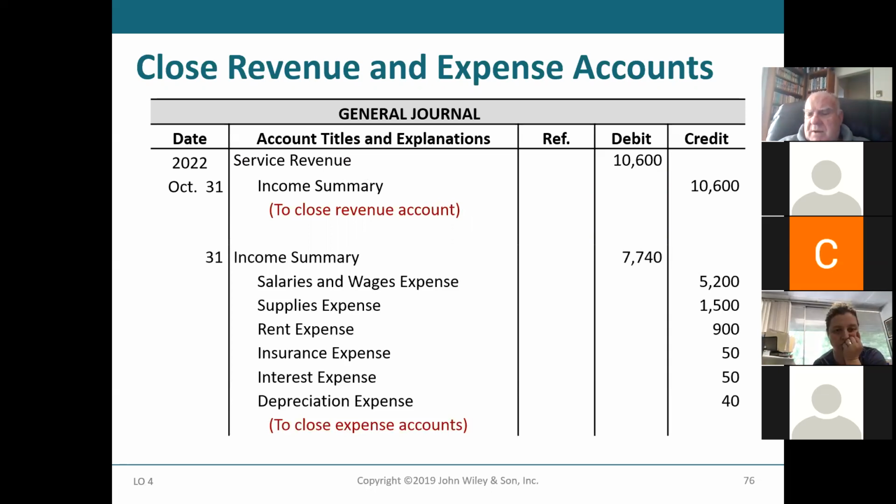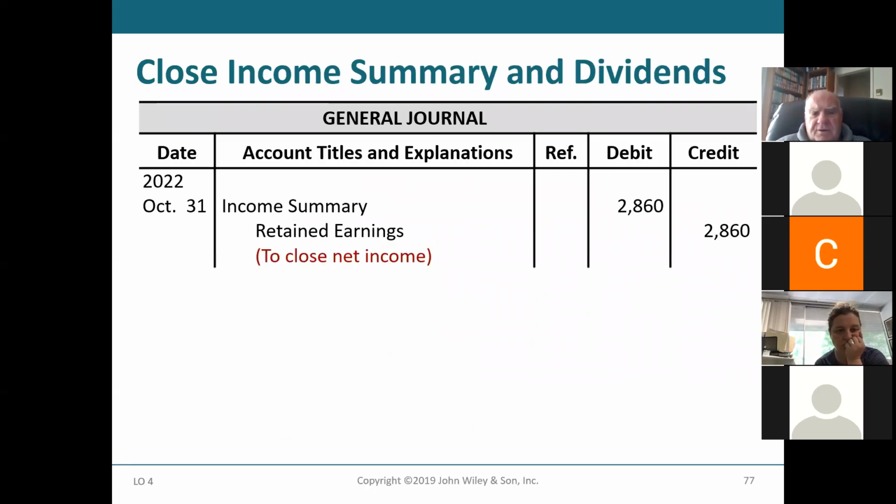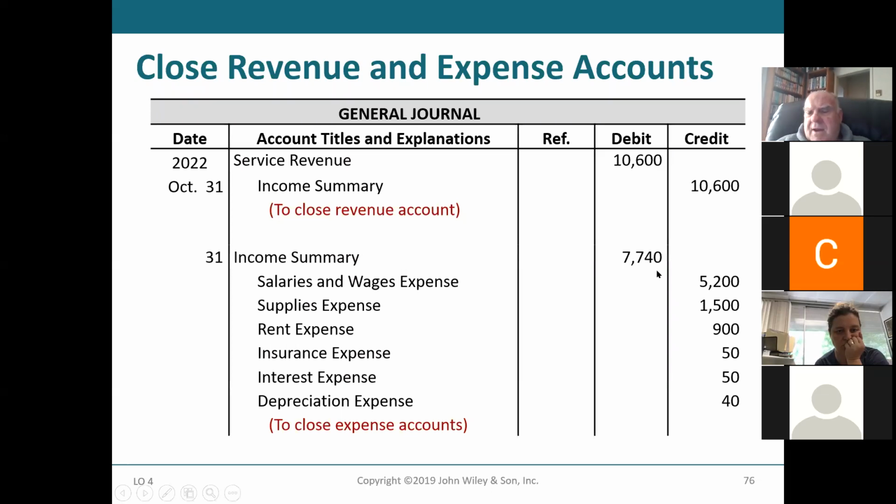Look what we do with the expenses, everybody. We credit every single expense. Now we don't have any more expenses. We move it into the income summary account. So now the income summary account has 10,600 in revenue, 7,740 in expenses. In other words, it has the profit, right? It has the sales minus the expenses. That's our profit number.